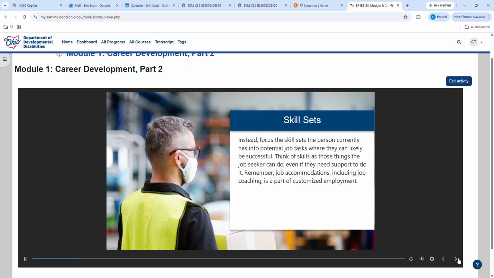Instead, focus the skill sets the person currently has into potential job tasks where they can likely be successful. Think of skills as those things the job seeker can do, even if they need support to do it. Remember, job accommodations, including job coaching, is a part of customized employment.